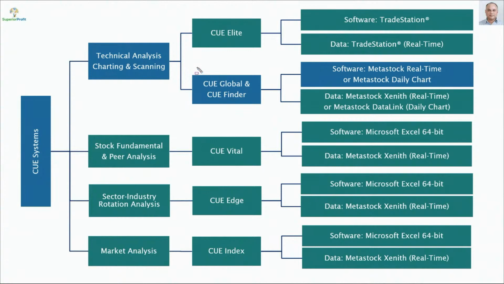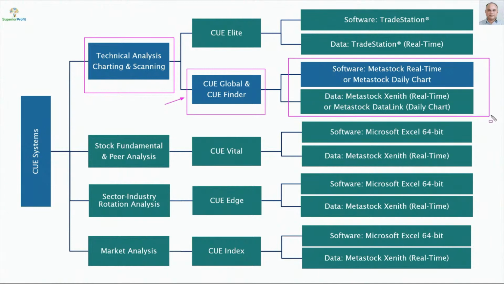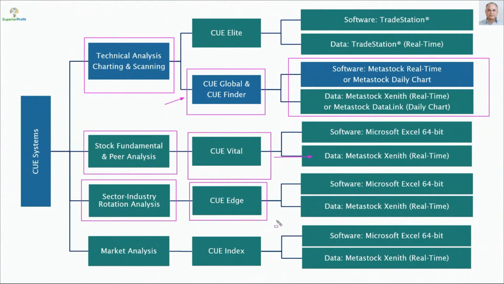The systems that I use are Q Global and Q Finder for technical analysis, charting, and scanning. It also has the capability to do market breadth analysis. Runs on real-time or end-of-day MetaStock with Zenith data. For fundamental and peer analysis, I use Q Vital. Runs on MetaStock Zenith. For sector industry rotation analysis, I use another system, Q Edge. Again, runs 100% in real time on MetaStock Zenith.